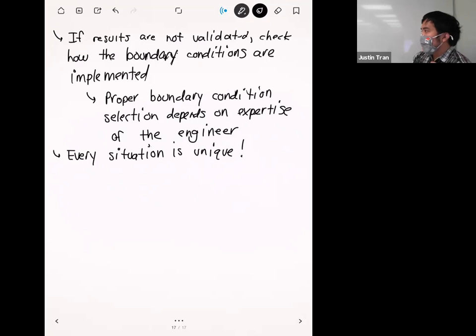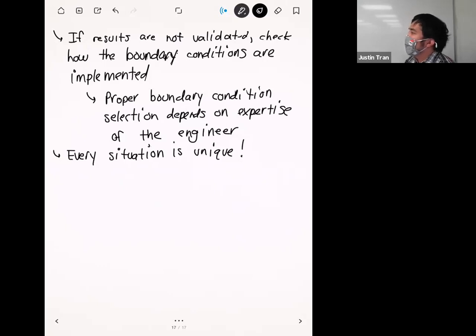And just practically speaking, it's impossible to run validation tests for every unique situation. So even though a validation experiment is the gold standard, a lot of times it's just not feasible. And if you run a validation experiment, it kind of defeats the purpose of finite elements anyway, because if you're running finite elements, what you're saying is that you don't want to run a physical test to begin with.